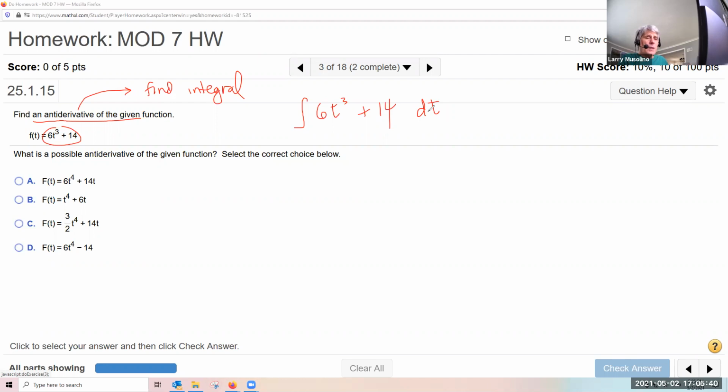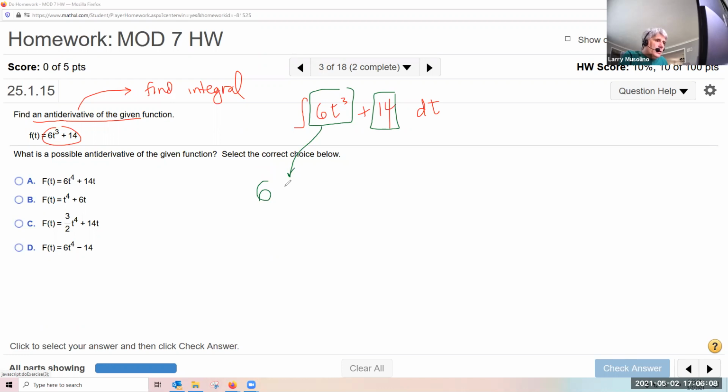All right, now, there's a property that says when you're taking the integral of a sum like this, notice here's a 6t to the third and a 14, you can really think of this as taking the integral separately of each expression being added together. All right, so I'm going to do that. Let me take this integral of 6t to the third. The 6 is a constant multiplying, so I can just bring that with me. The 6 just comes with me.